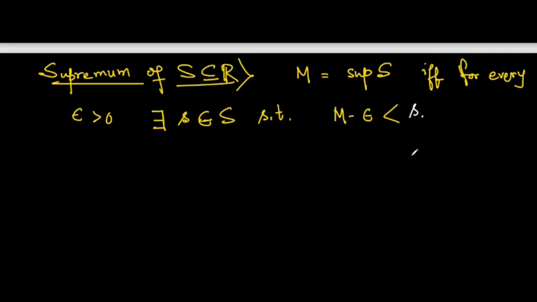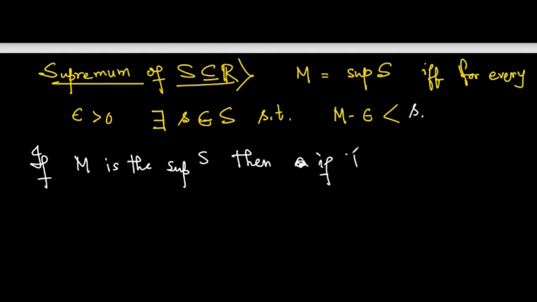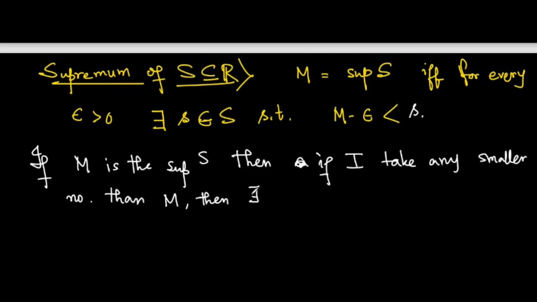It means that if M is the supremum of S, and I take a little bit lesser number than M, then there exists an element in S which will supersede that. Is that clear? Any doubt in this definition? So if I write it down, what this actually means is if M is the supremum of S, then if I take any smaller number than M, let's say n, then there exists an s in S such that s is strictly greater than n. So that is the definition.